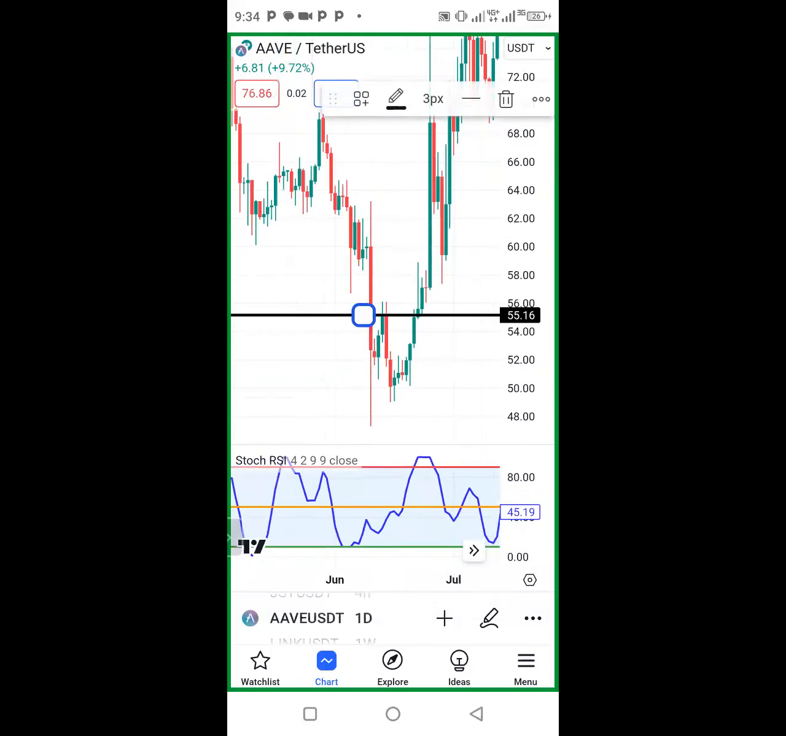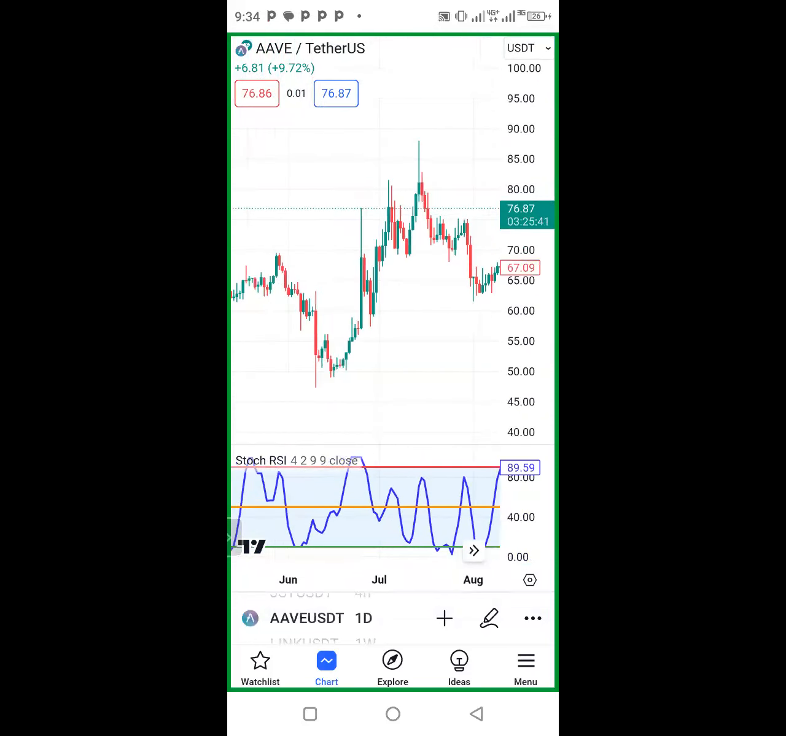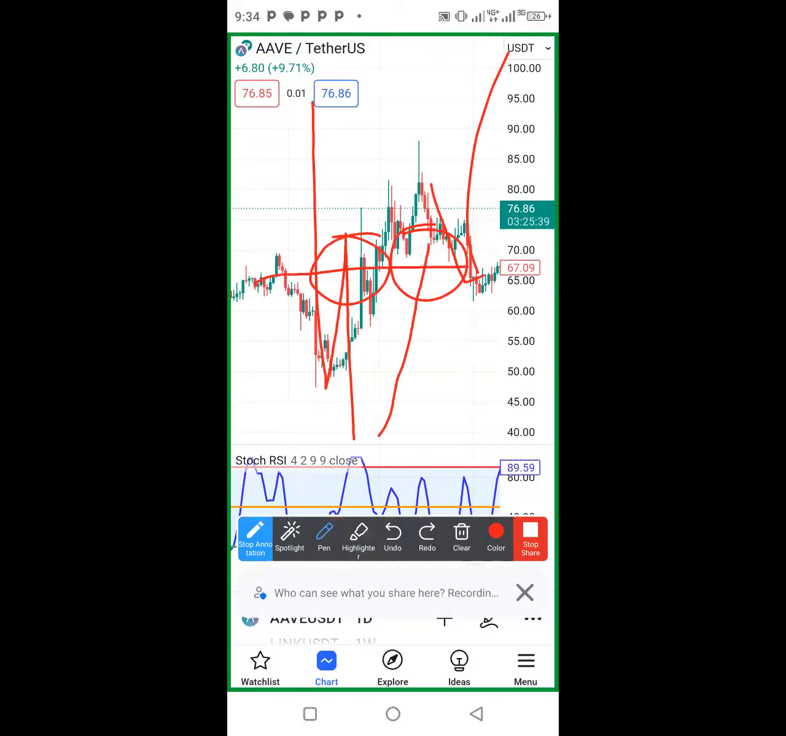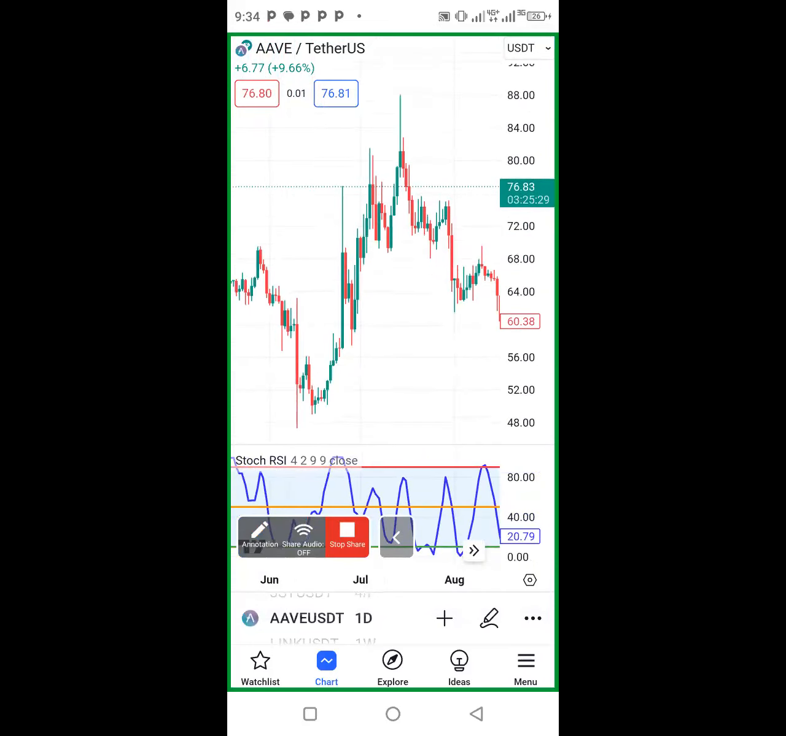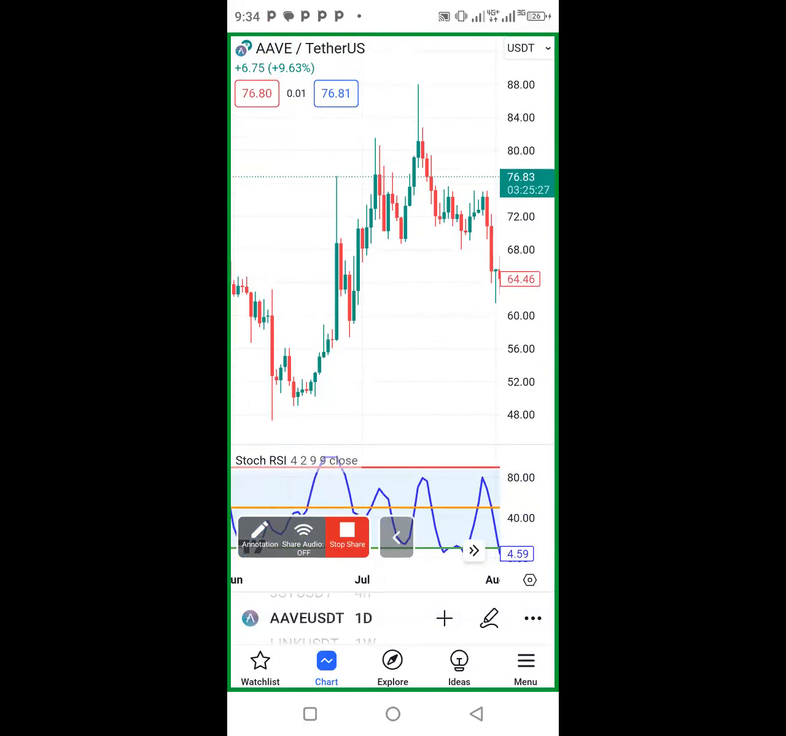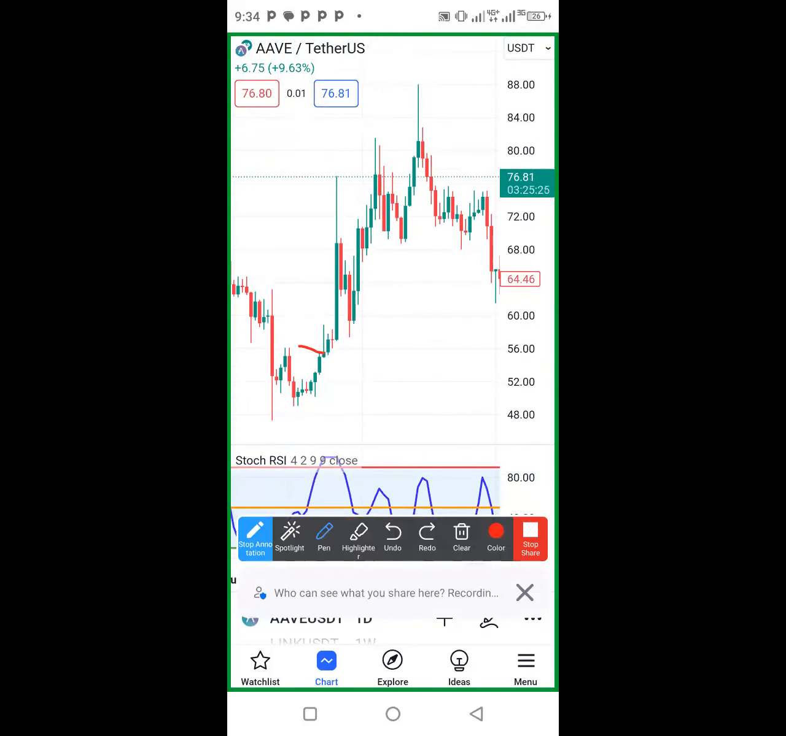What about from an uptrend to a downtrend? How do you do that? You could see that this is an uptrend. But like I say, it doesn't just go up like that. It forms a higher high, higher low, higher high, higher low. Like in this case, you could see higher high, higher low, higher high, higher low, higher high, higher low, higher high.